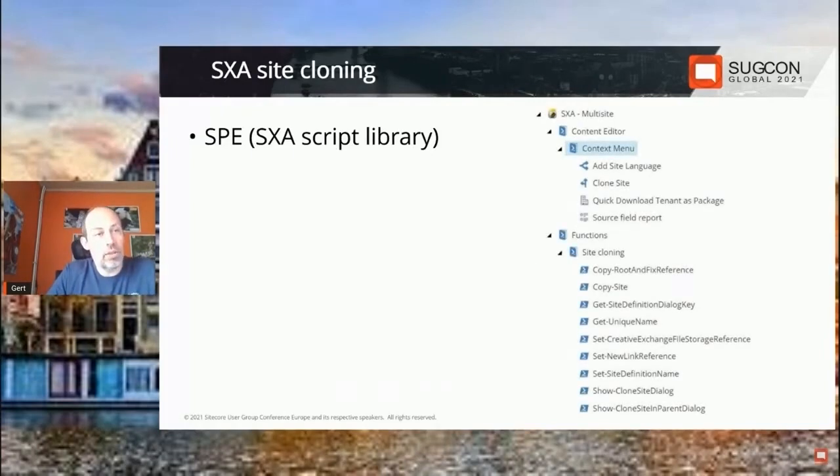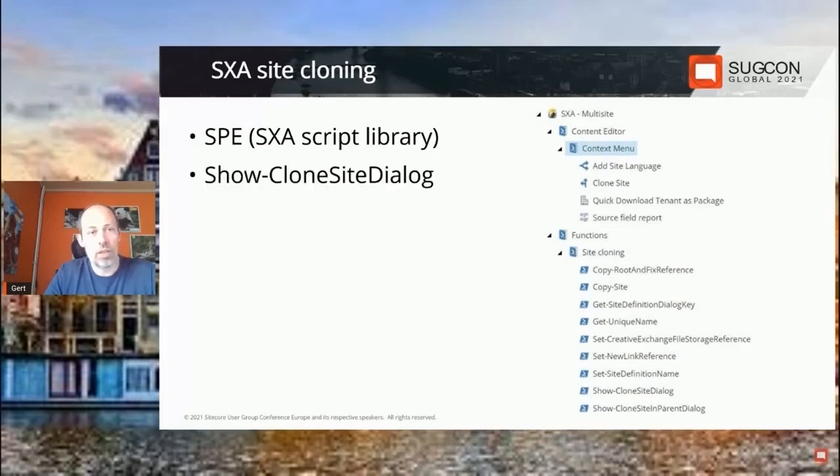Cloning is done with Sitecore PowerShell extensions. In the SXA script library, you will find the SXA multisite folder, and there you have all the functions and so on regarding cloning. First thing that we need to do is to change the show clone site dialog, or create our own version of it. Here we have added a drop list to select a parent.